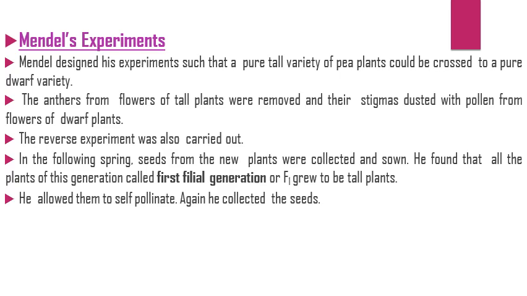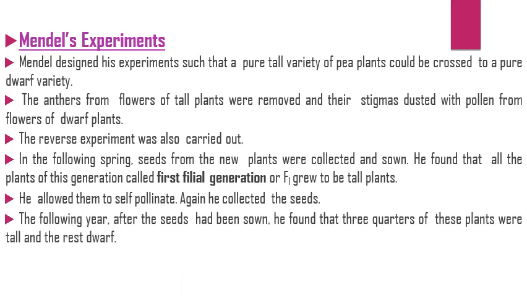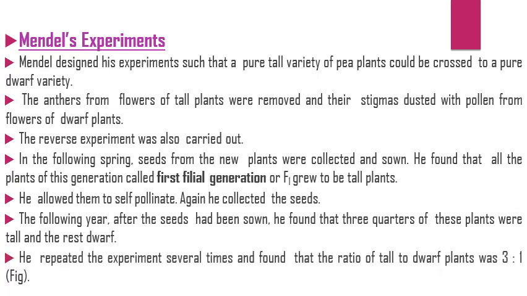He allowed them to self-pollinate. Again he collected the seeds. The following year, after the seeds had been sown, he found that 3/4 of these plants were tall and the rest were dwarf. He repeated the experiment several times and found that the ratio of tall to dwarf plants was 3:1.